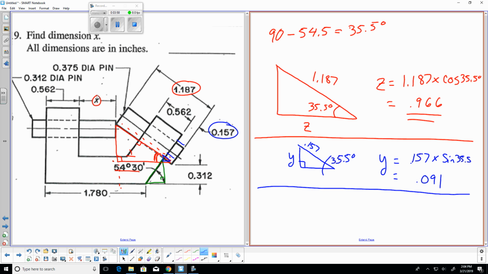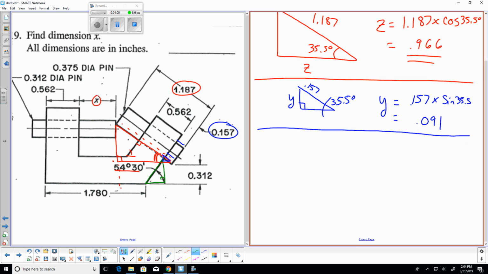Now we're going to go to the green triangle, and this is where it's all going to kind of come together. So our green triangle looks like this. We know this angle to be given as 54.5, and that's because it's 30 minutes, not degrees. So 30 minutes is a half a degree. So 54.5 is our angle.